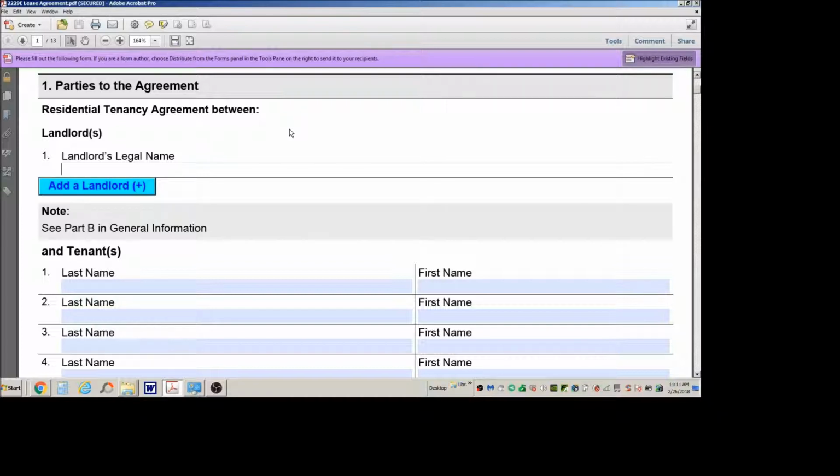Now this video complements another video that I have done about the new standardized lease agreement. The video is going to be about filling out the residential tenancy agreement between landlord and the tenant.